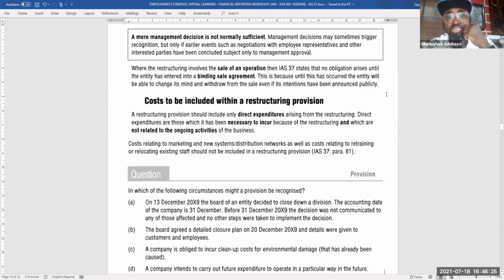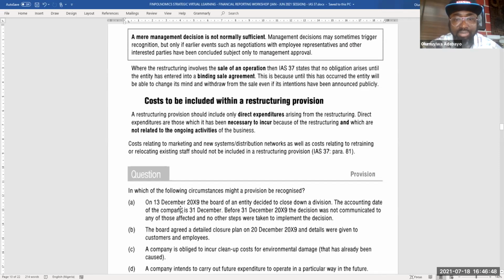Okay, let's now look at practical examples that will tell us whether we need to make provision or not relating to expected restructuring and other potential events that will create a provision. Let's look at them one by one, and I want you to answer them. In which of the following circumstances might a provision be recognized? Let's look at the first one.